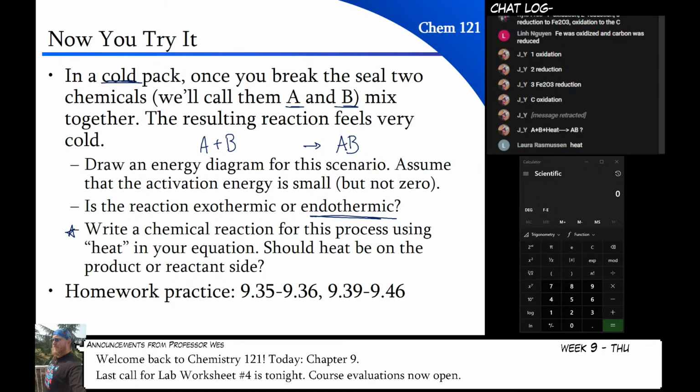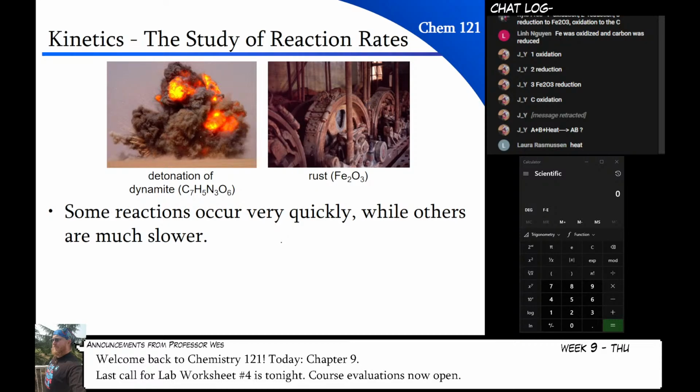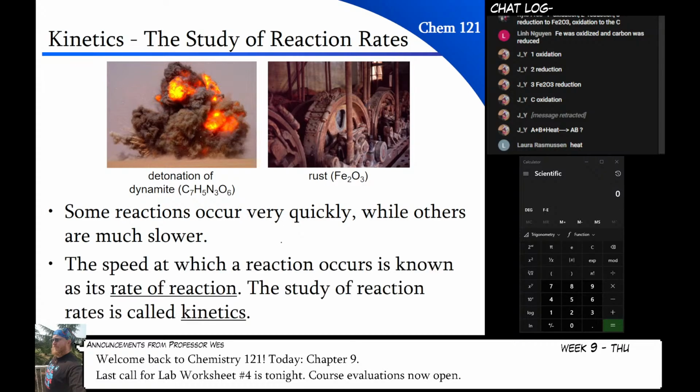Alright, let's talk about kinetics. Kinetics is the study of how quickly reactions occur. And this speed at which reactions occur is going to be based on the factors that we talked about before. How much activation energy is there? And what orientations of reactants will lead to products. So, the speed at which a reaction occurs, we're going to call the rate of its reaction. And so, our job is to manipulate the rate of the reaction to do whatever it is that we want.